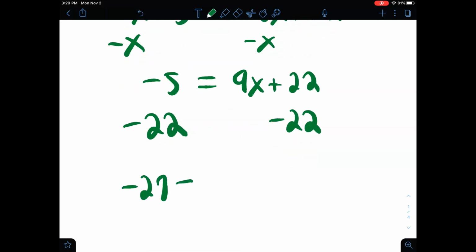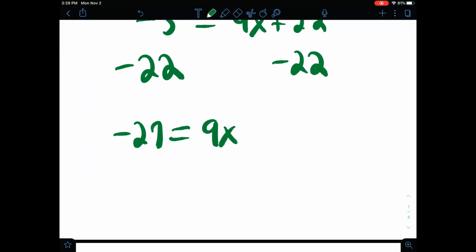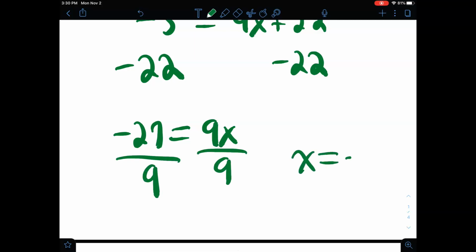We've got negative 27 equals 9x. What's the last step to solve for x? We need to divide by 9. x is going to equal negative 3.